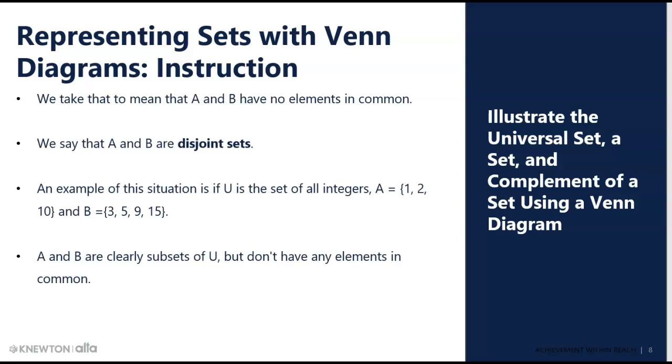So an example of this would be, here's another example. This is not the one I did. If A is 1, 2, 10, and B is 3, 5, 9, 15, you can see that there's nothing in A that's also in B. They're both subsets of a universal set of numbers, but we don't have any elements in common.